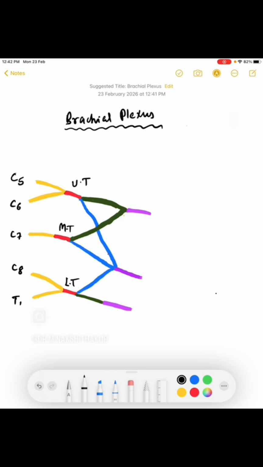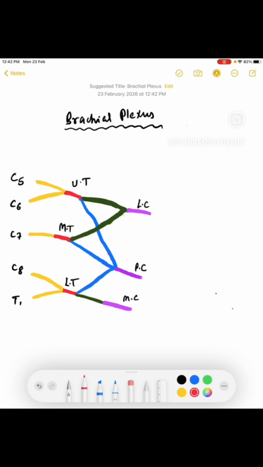and pass behind the clavicle to enter the axilla, and divide at the level of the middle third of the clavicle. The anterior divisions of the upper trunk and middle trunk will form the lateral cord. The anterior division of the lower trunk will form the medial cord, and the posterior divisions of all three trunks, that is upper, middle and lower trunk, will form the posterior cord.